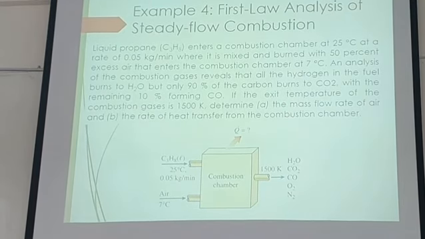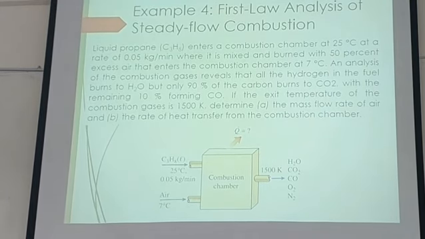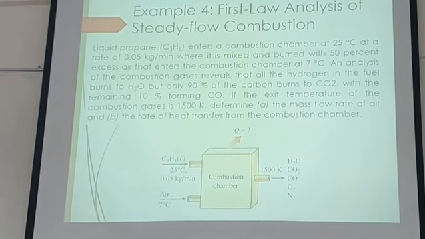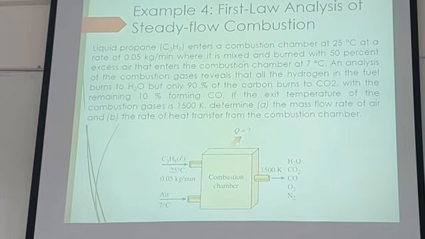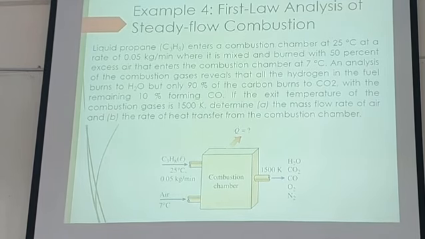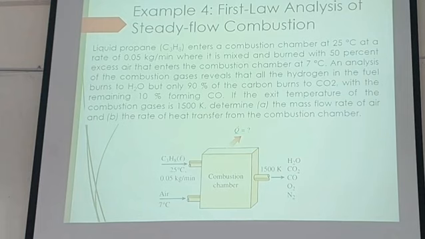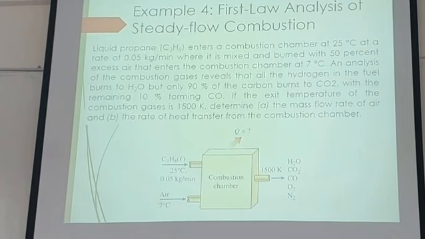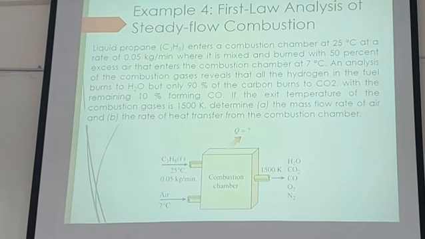So this example is also one where we have excess air, but somehow we have incomplete combustion. Remember I told you this can happen? This is one of the examples. If the exit temperature of the combustion gases is 1500 Kelvin, determine the mass flow rate of air and the rate of heat transfer from the combustion chamber.